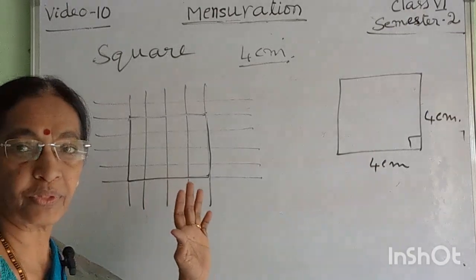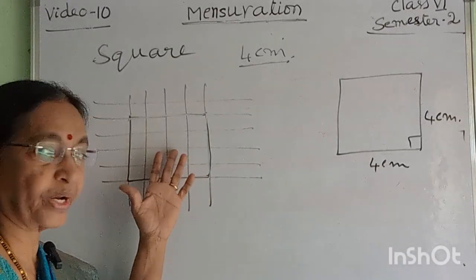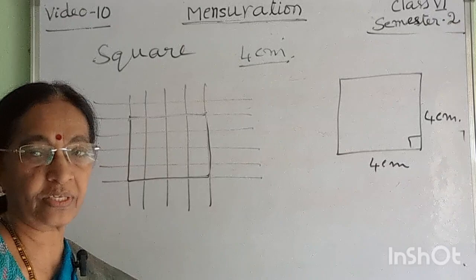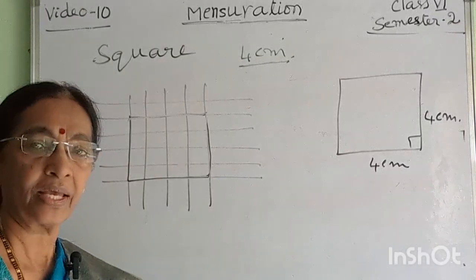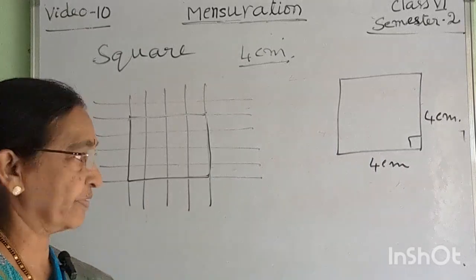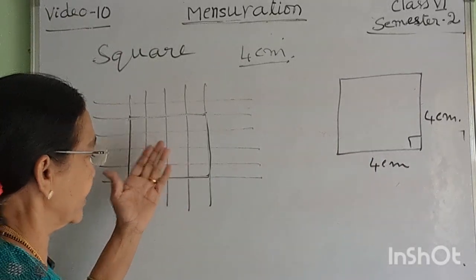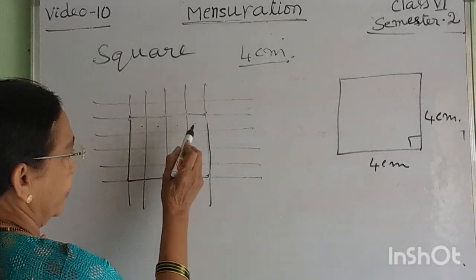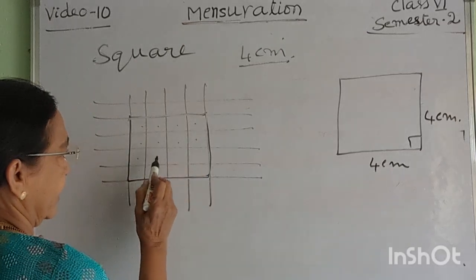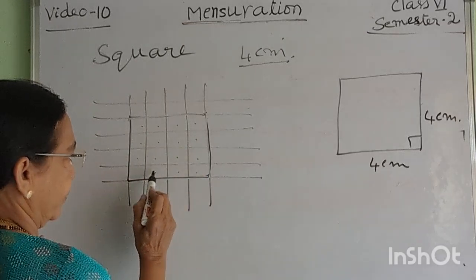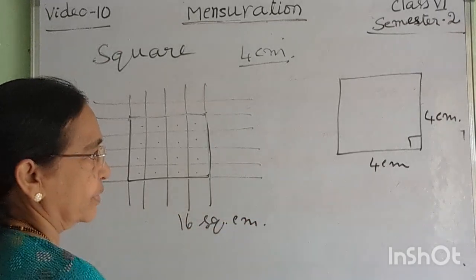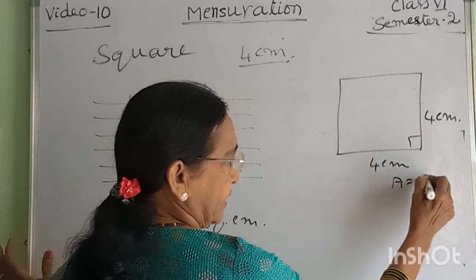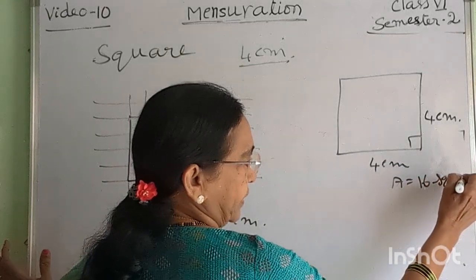Now the area: the space occupied by a square or a rectangle or any shape is called the area of that plane surface. So now the area of this square is 1, 2, 3, 4, 5, 6, 7, 8, 9, 10, 11, 12, 13, 14, 15, 16. 16 square centimeters. So the area of this figure is 16 square centimeters.